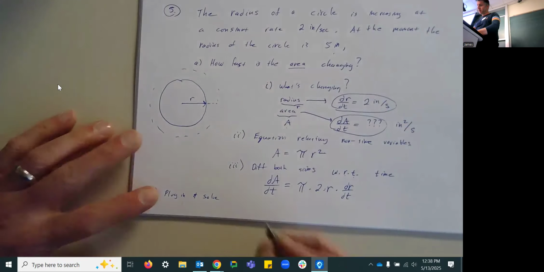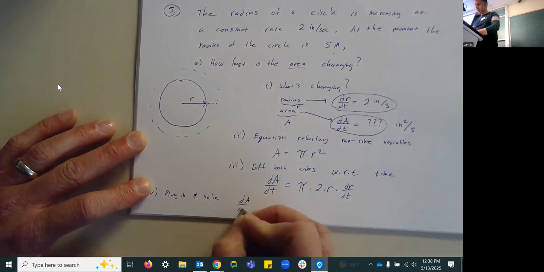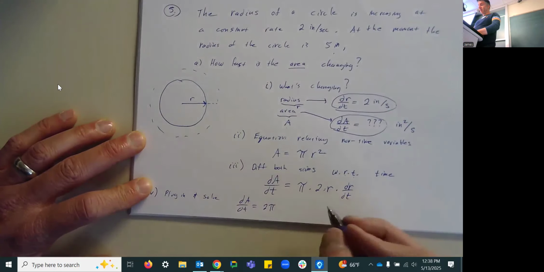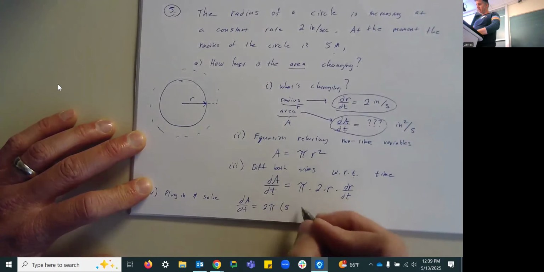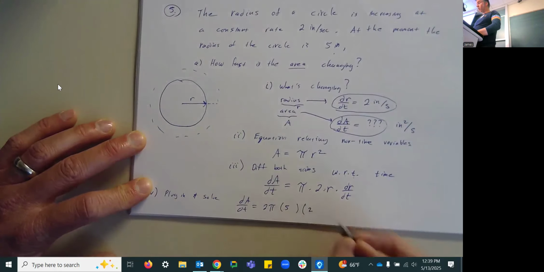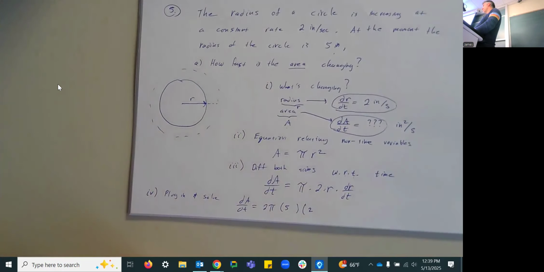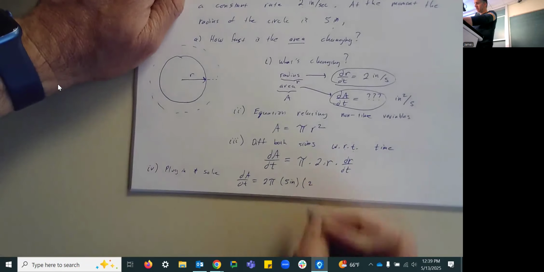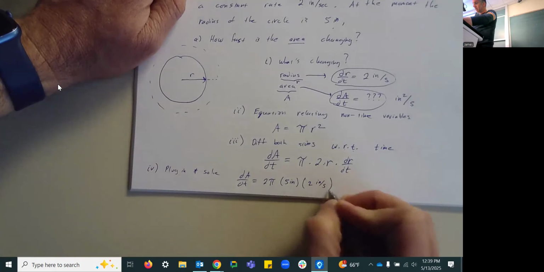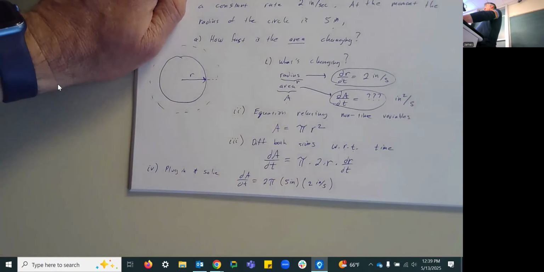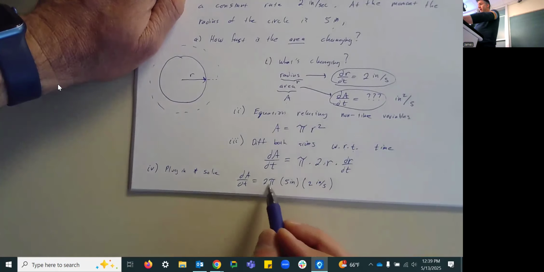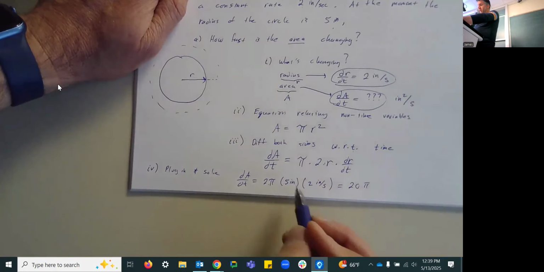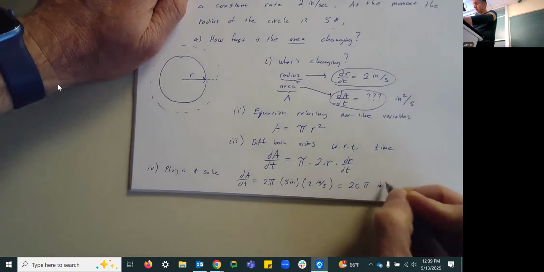And normally what I would write would be that dA/dt is equal to 2 times pi times my radius, which is 5 inches, times my dr/dt, which is 2 inches per second. And normally I would just write 2 pi times 5 times 2. But we could also write the units if we wanted to. We could write it's 2 pi times 5 inches times 2 inches per second to see that the units are going to be what we expected them to be. If we multiply this whole thing out, 2 pi times 5 is 10 pi times another 2 is 20 pi. And the units are inches times inches per second, so inches squared per second.